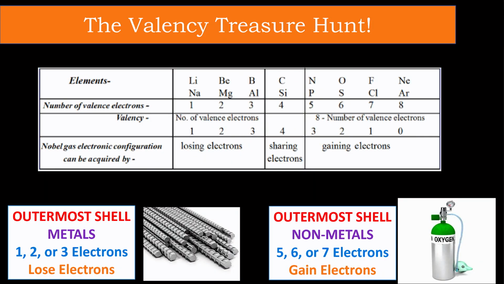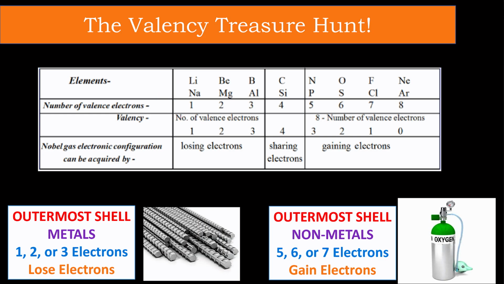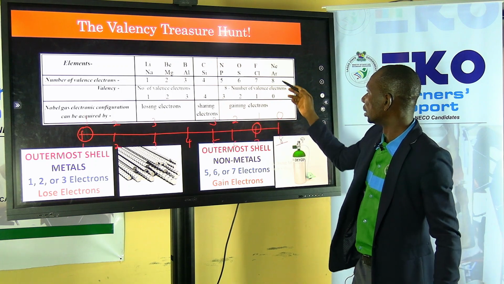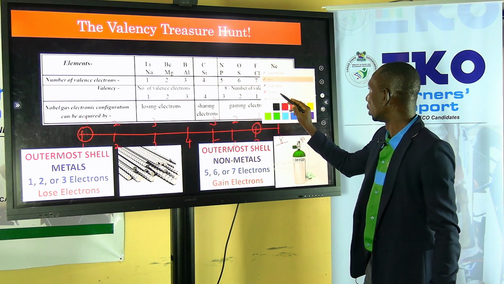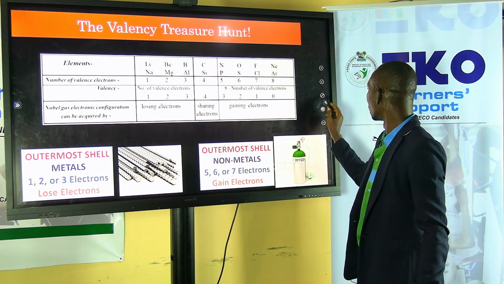And you can see here that all the atoms that have 1, 2, or 3 electrons usually lose such electrons and they are the metals. While those who have 5, 6, or 7 valence electrons usually gain more to complete that shell, and they are referred to as the non-metals. And you can see the valencies of at least the first 20 elements are stated here. So I want to believe that you should be able to determine the valency of elements by now. Okay, let's move.